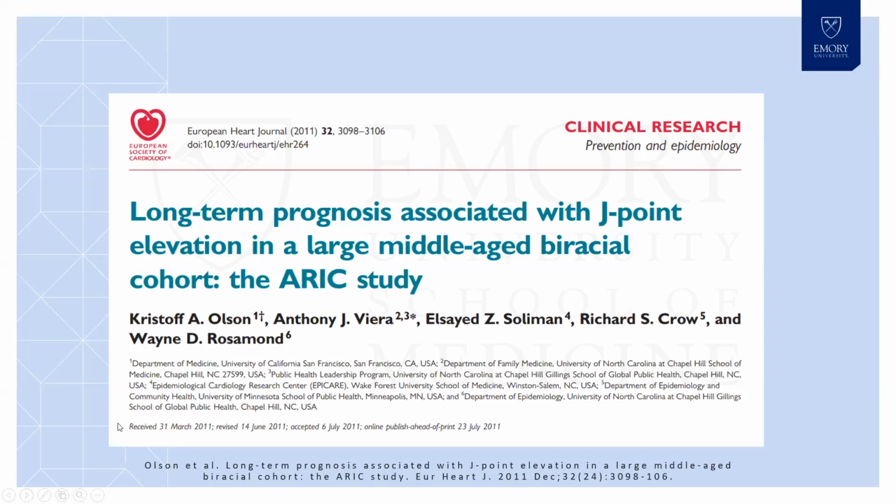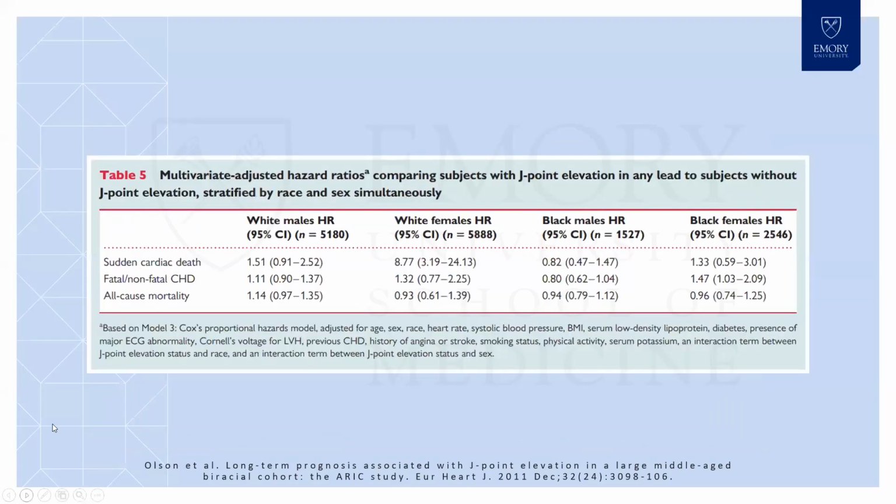And then finally, in the ERIC study, this study called long-term prognosis associated with J-point elevation in a large middle-age biracial cohort. Again, still trying to understand the same thing. What is the natural history, and what factors are associated with J-point elevation and sudden death? So you see that here they stratified patients according to race and sex. They saw that for Black males, early repolarization did not seem to confer any more risk. But for white females, definitely so, with an odds ratio of 8 for increase in sudden death.